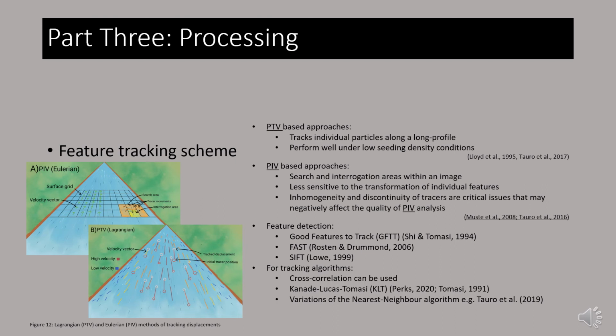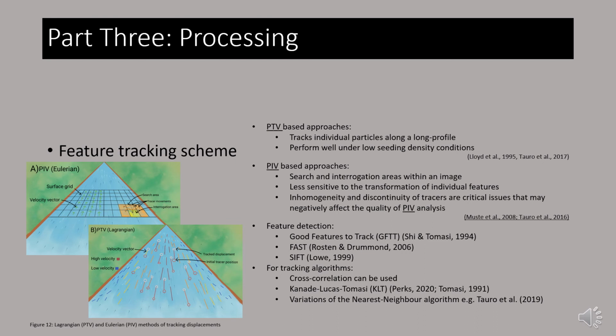Typical feature detection methods are good features to track. You've got FAST and you've got SIFT, and then the tracking algorithms that you can use are cross correlation, but there's also others such as KLT and variations of the nearest neighbor algorithm. They're all things that are outside the scope for these presentations, but they're something that you can think about and have a look at if you get into more depth with PIV and PTV methods.